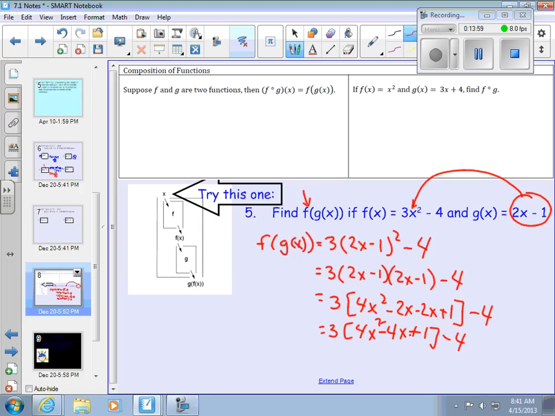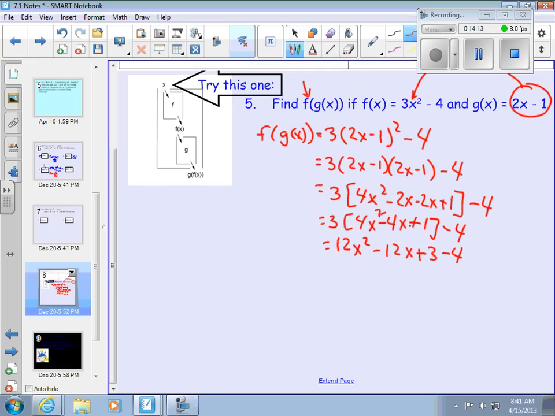Now we can multiply that 3, distribute it through. We'd have 12x squared minus 12x plus 3 minus 4. Finally, if you add those two last terms together, these two like terms, the final solution would be 12x squared minus 12x minus 1. That's composition.